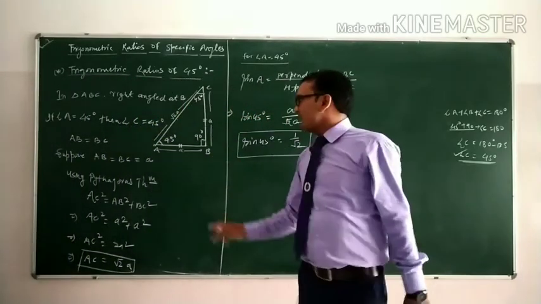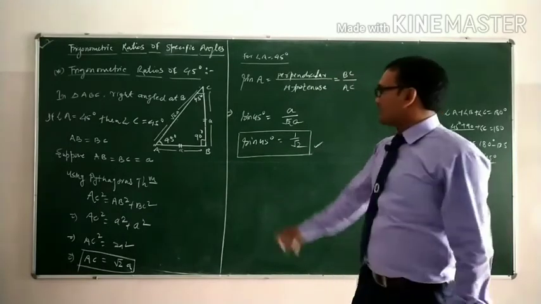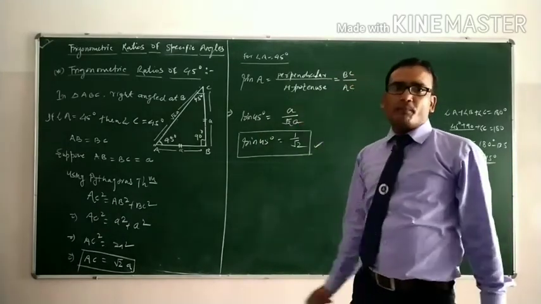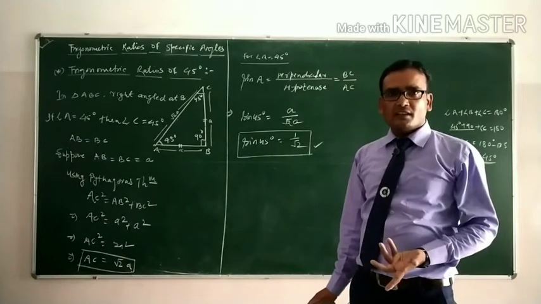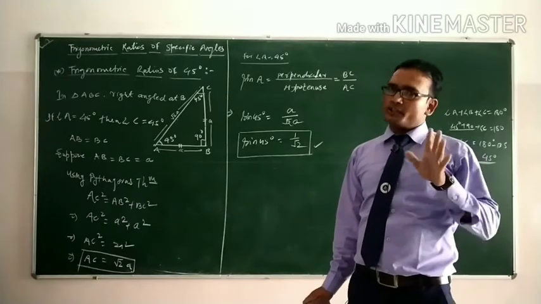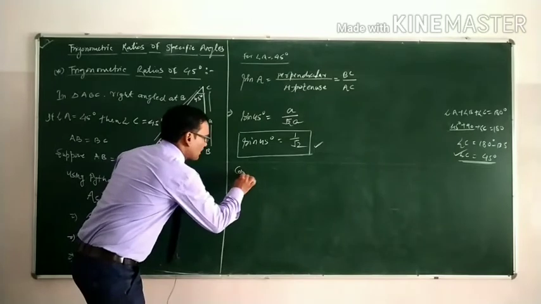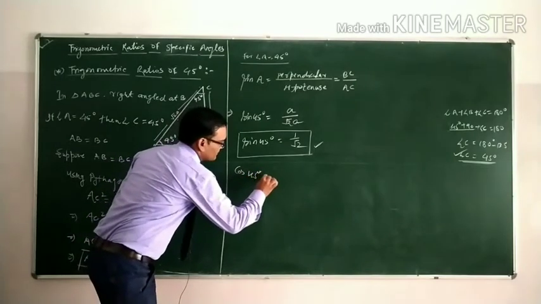Here the perpendicular side is BC and the hypotenuse is AC. Then sin 45 degree is A upon square root 2A, so sin 45 degree is 1 upon square root 2. Okay students, similarly we find the cos 45 degree.